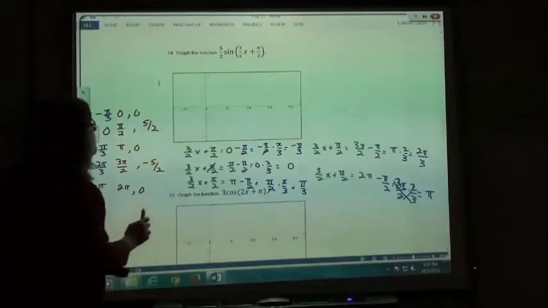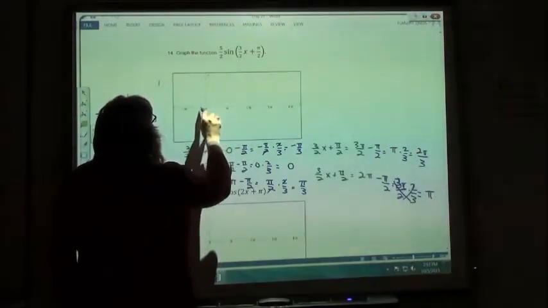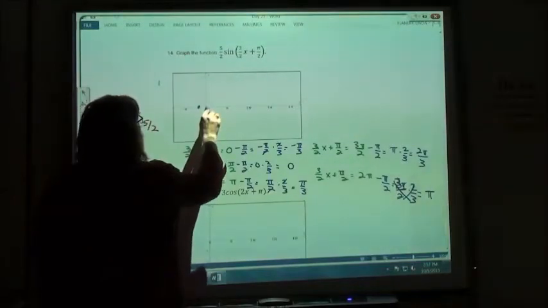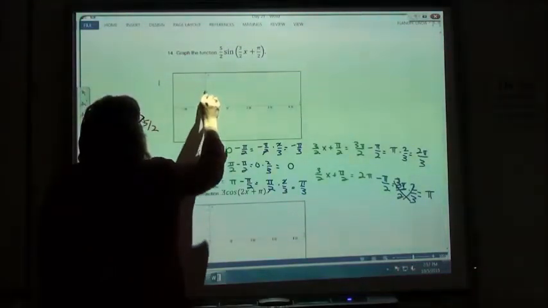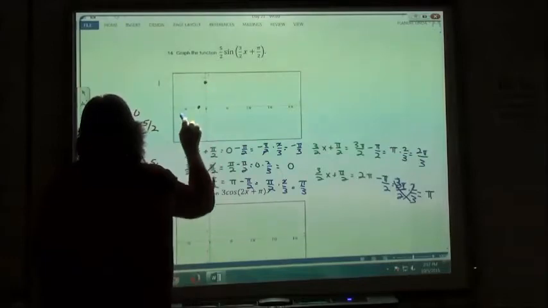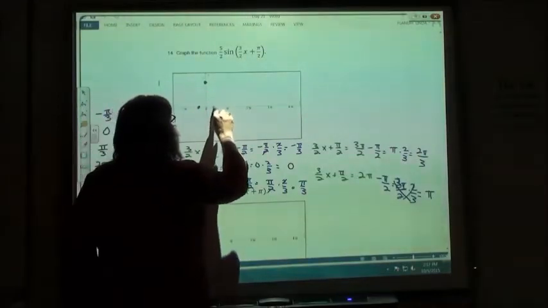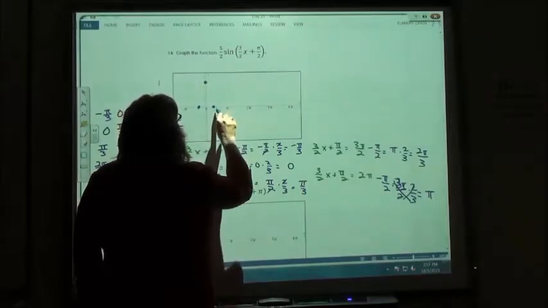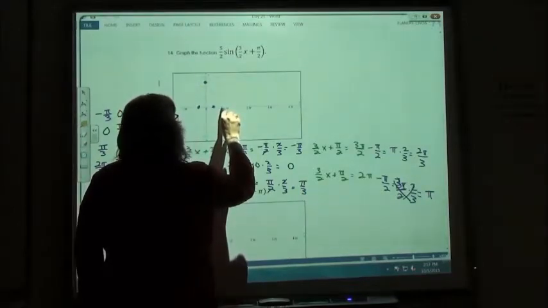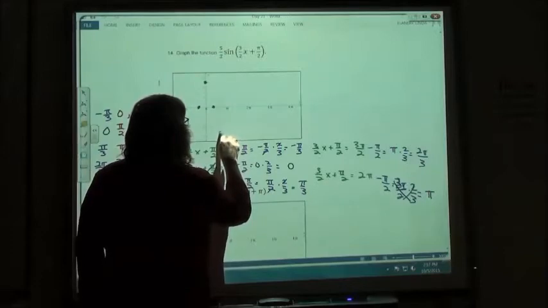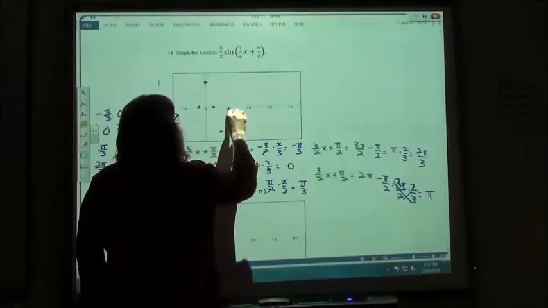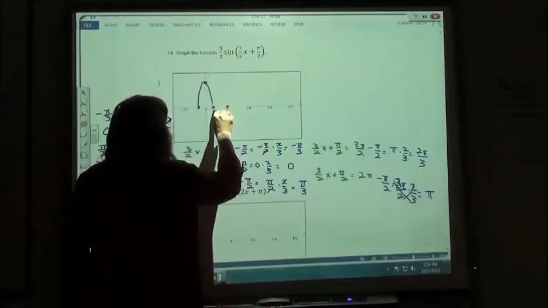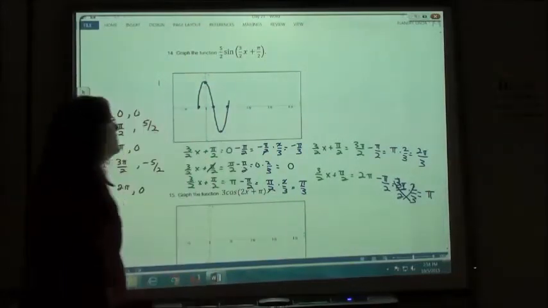So at negative pi over 3, these are over 6, so that would be right here, I'm at 0. At 0, I'm up to 5/2, which would be 2.5. At pi over 3, we'd be back to 0. At 2 pi over 3, which would be 4 pi over 6, I'm down to negative 2.5. And at pi, I'm at 0. And so my curve looks something sort of like that.